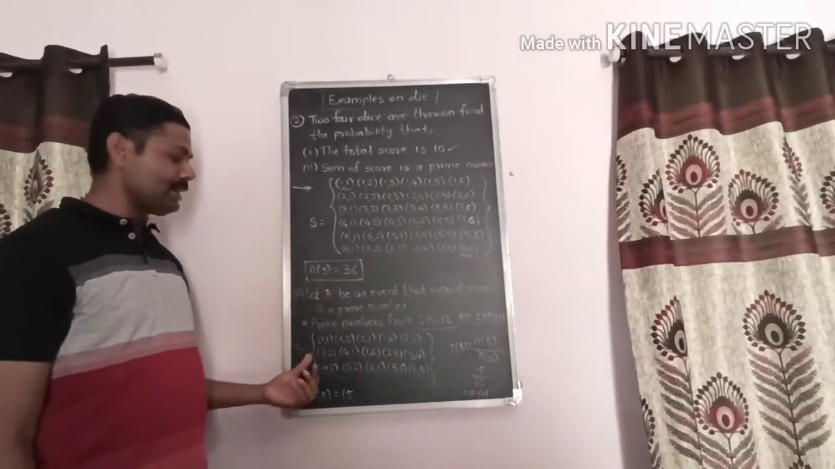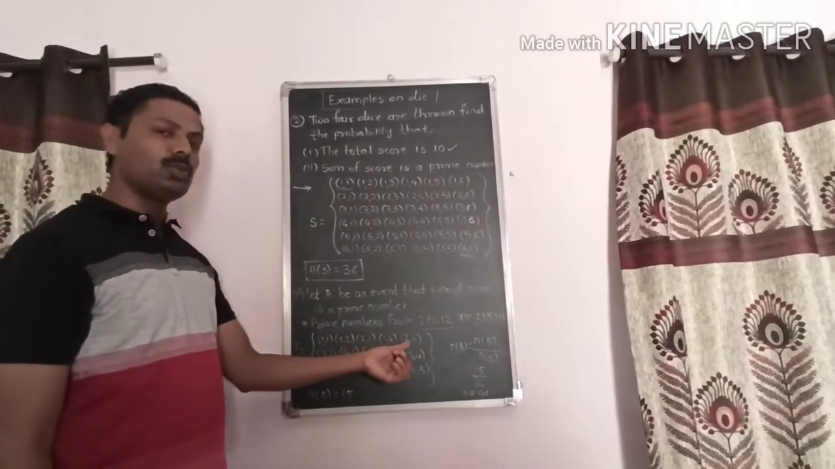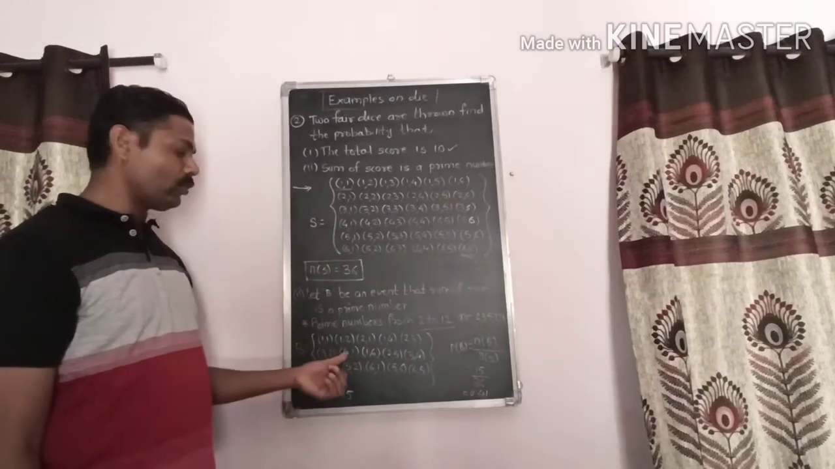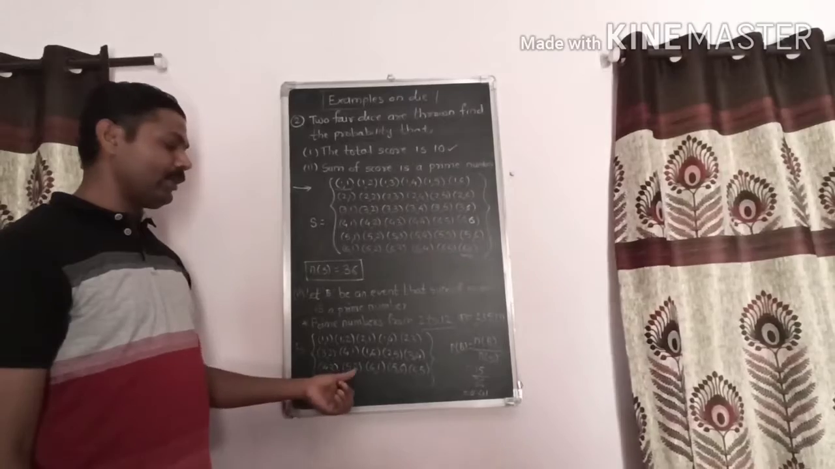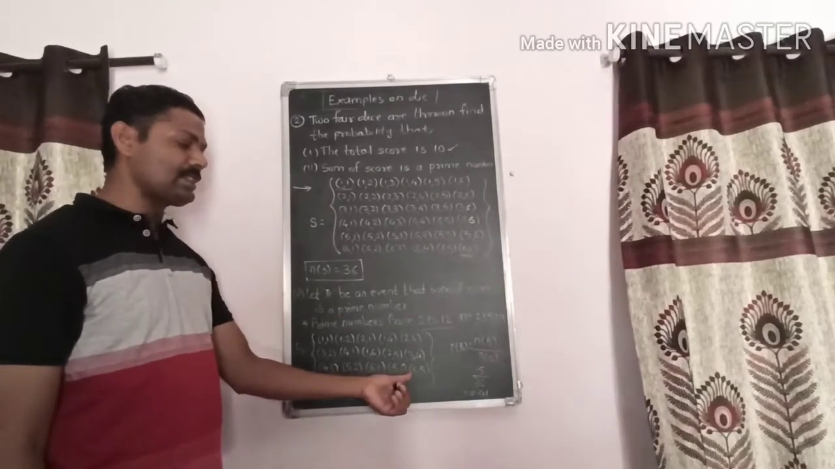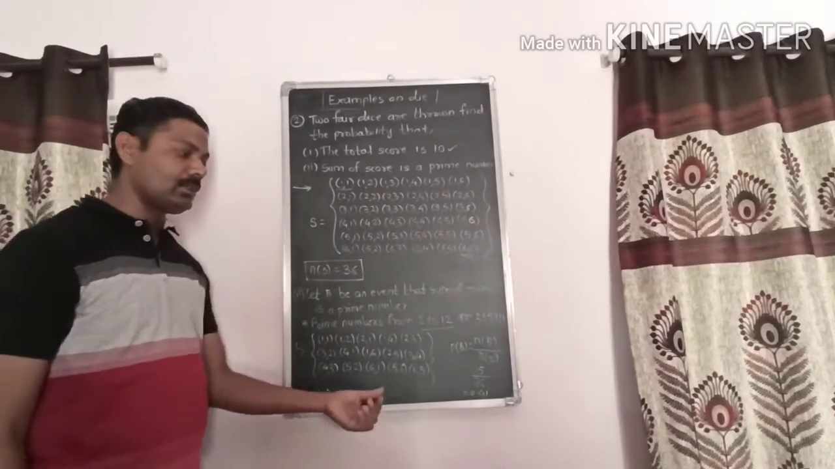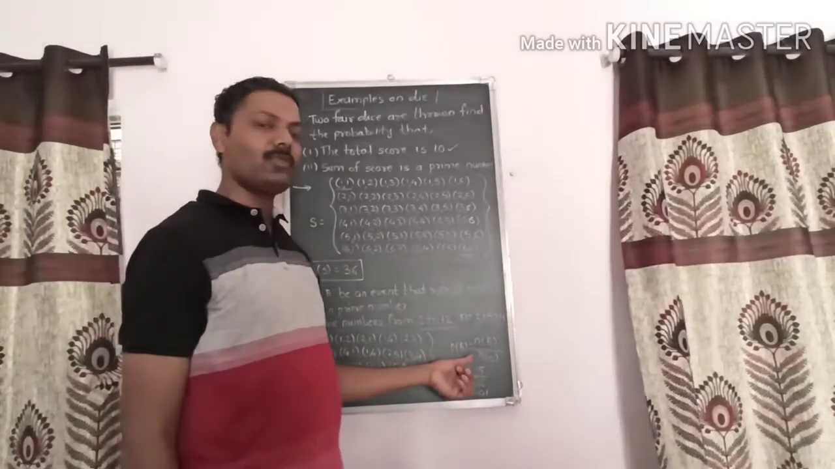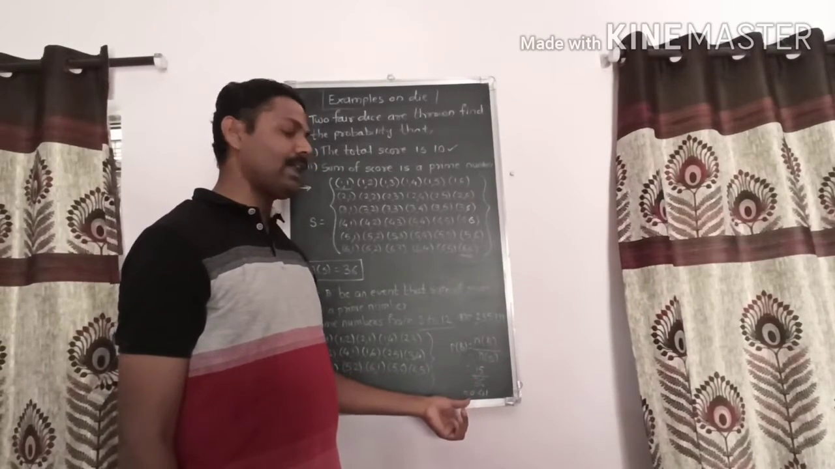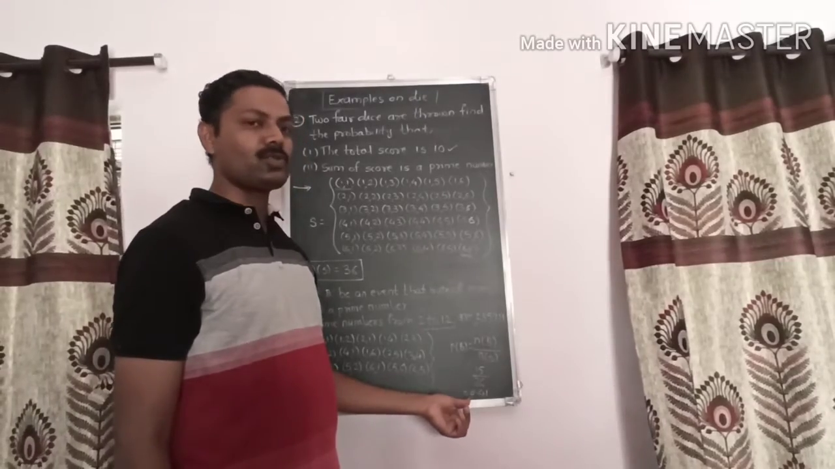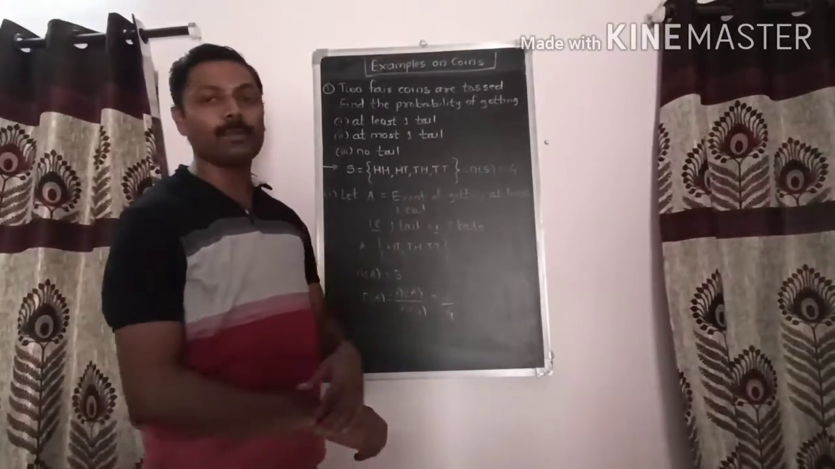So the pairs are 1 1, 1 2, 2 1, 1 4, 2 3, 3 2, 4 1, 1 6, 2 5, 3 4, 4 3, 5 2, 6 1, 5 6, 6 5. So n of B is 15 here. P of B is n of B divided by n of S. It is 15 divided by 36. So final answer is 0.41. So P of B is 0.41. Let us study the examples on coins.